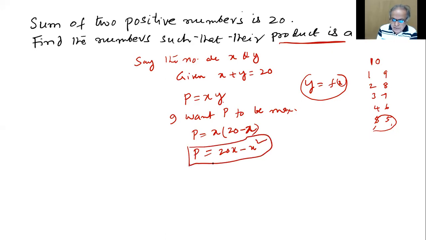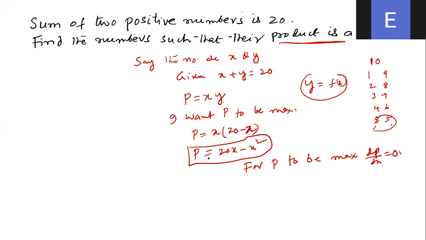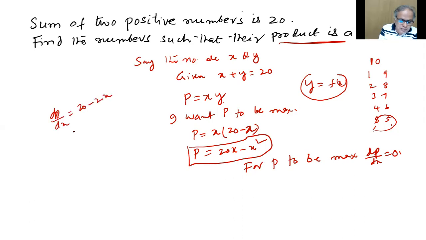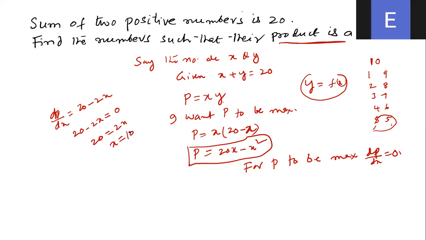Now for P to be maximum, dP by dx must be 0. What do you say? Yes, sir. We now have to find out dP by dx. It is 20 minus 2x. Make it equal to 0. So 20 minus 2x equals 0. So 20 equals 2x. X equals 20 by 2, which is 10.